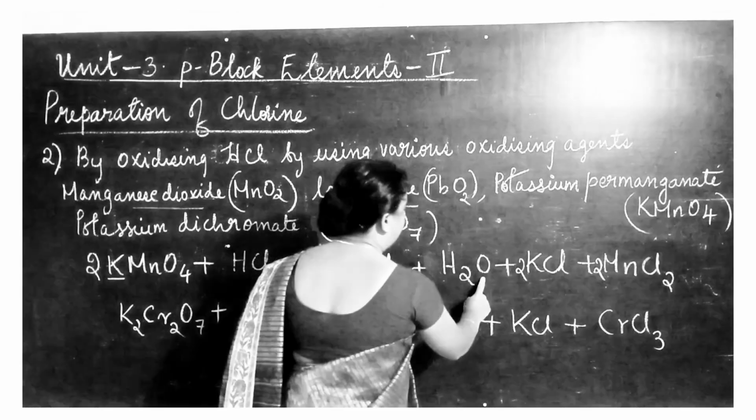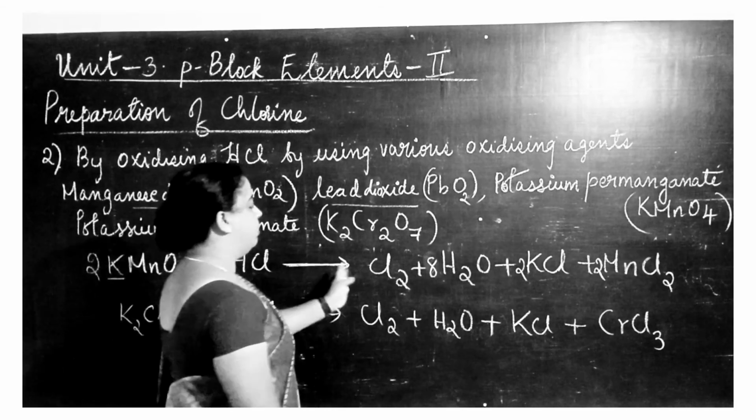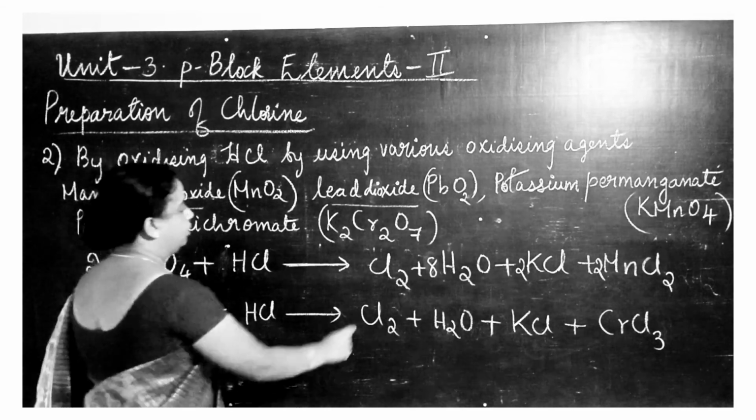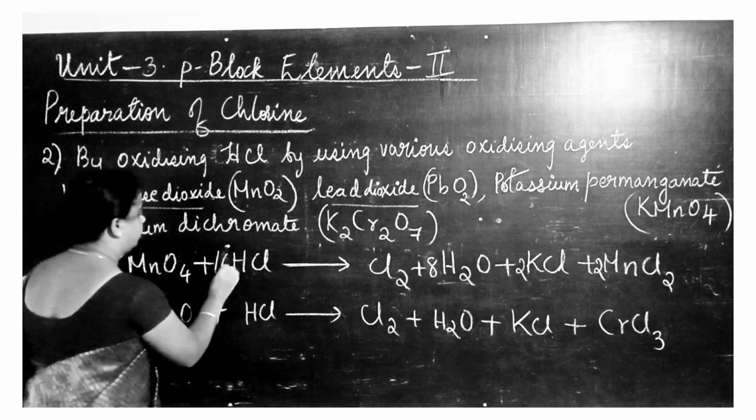Here only 1 oxygen atom, so I put here 8. Okay, so oxygen is balanced. Now look at the hydrogen. 16 hydrogen, whereas there is only 1 hydrogen. So I put here 16.